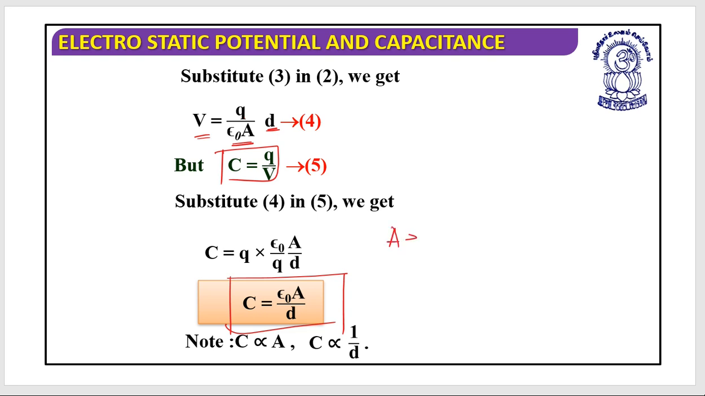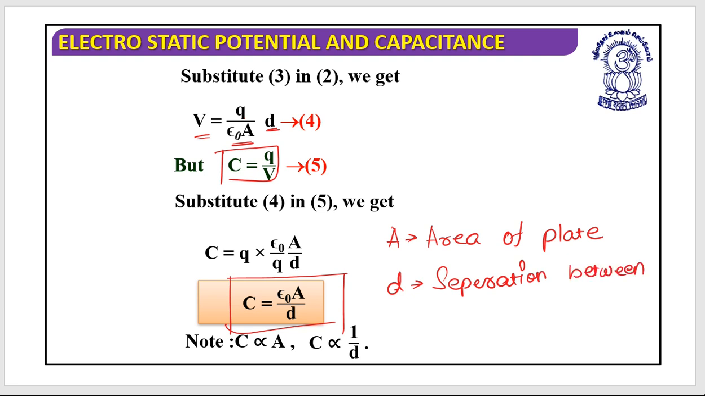where A is the area of the plate, and D is the separation between two plates. So A is the area of the plate and D is the separation between two plates.